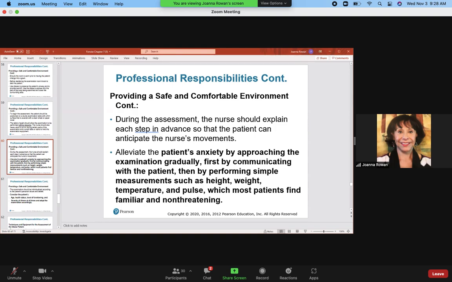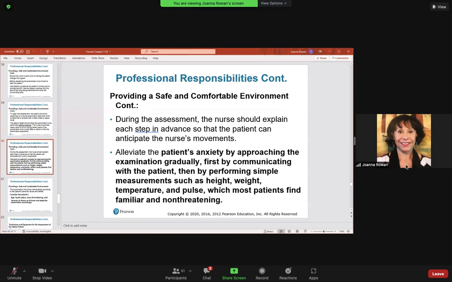During the assessment, the nurse should explain each step in advance so that the patient can anticipate the nurse's movements. Alleviate the patient's anxiety by approaching the examination gradually, first by communicating with the patient, then by performing simple measurements such as height, weight, temperature, and pulse, which most patients find familiar and non-threatening.